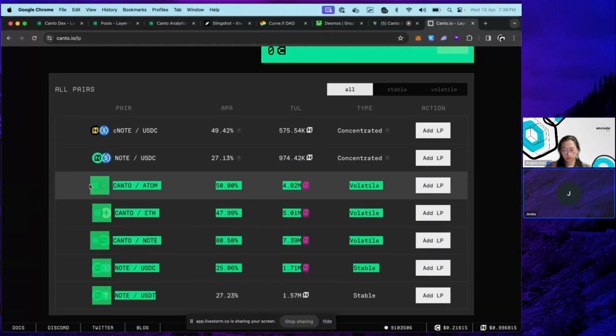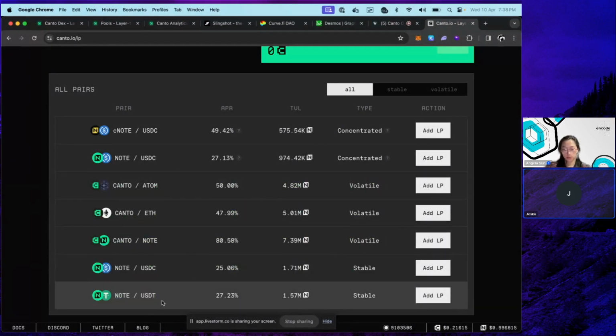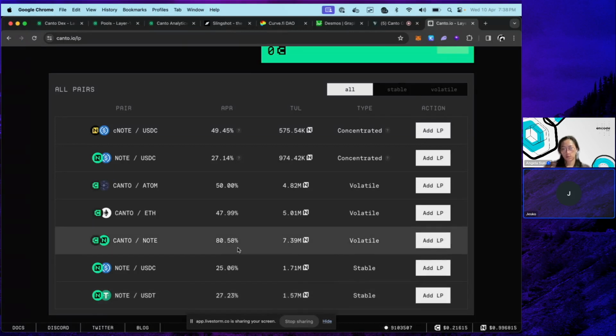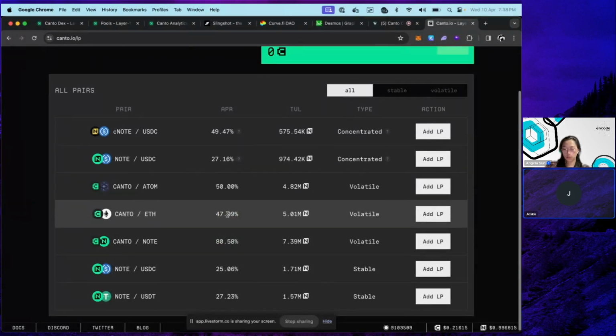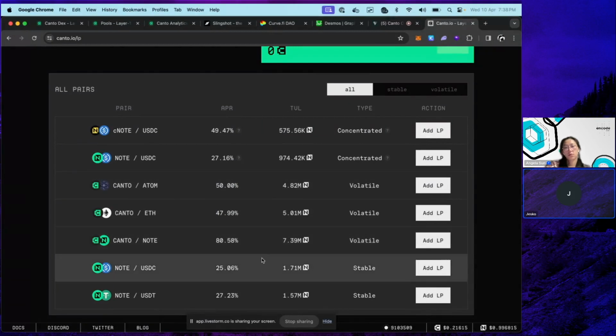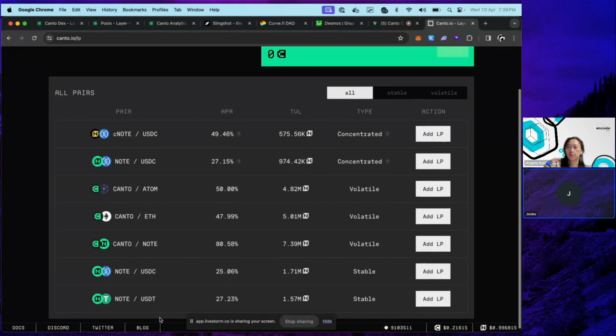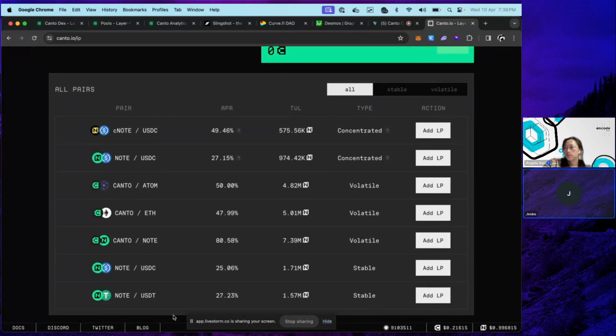So for these official five pairs, Canto, as everyone knows from the beginning, has been giving out emissions. Here we can see that this APR essentially is given by the Canto community pool and the emissions from there, right? So these are the five main pools funded and incentivized by Canto officially. However, Canto DEX, as it is permissionless, anyone can come and create more pools for any sort of ERC20 token that they want using the Canto DEX, right?